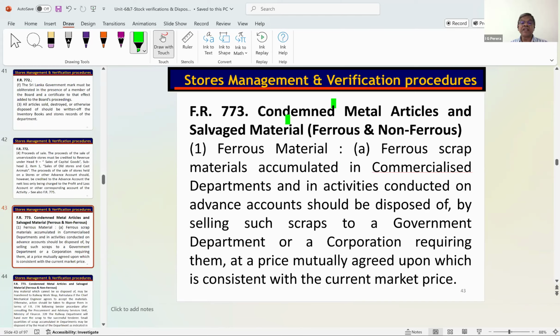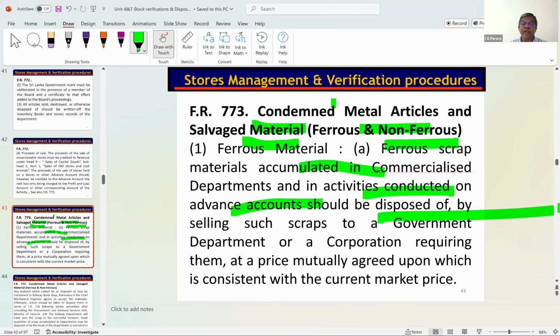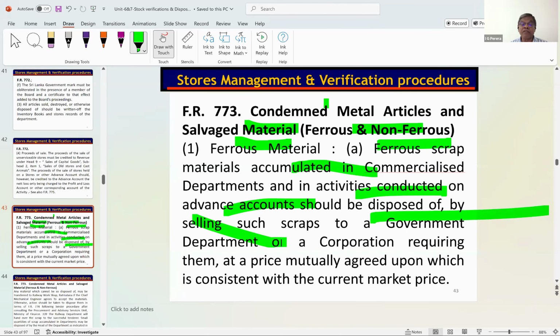So the metal articles and salvage material, ferrous and non-ferrous. Ferrous material යකඩ, non-ferrous යකඩ නොවන ඒවා, copper, aluminium වගේ ඒවා. So all these accumulated items, in activities conducted on advance account, should be disposed of by selling such scrap to a government department or corporation requiring them at a price mutually agreed.